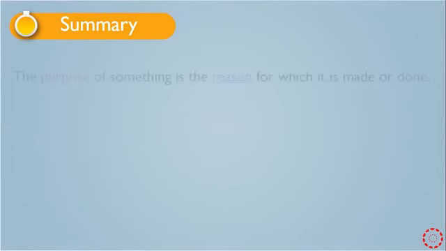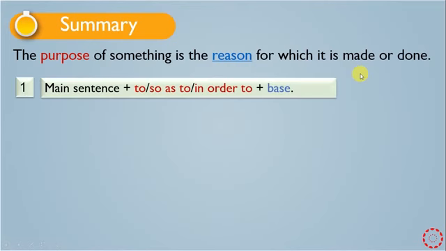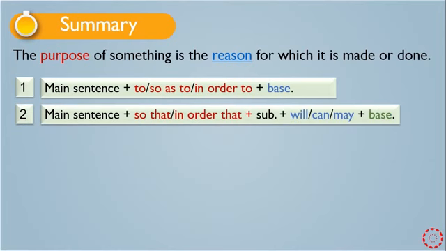The summary: the purpose of something is the reason for which it is made or done. We have these expressions to express purpose in English. The first group: to, so as to, and in order to, followed by a base. The second group: so that and in order that, followed by the subject, will, can or may, and then the base.